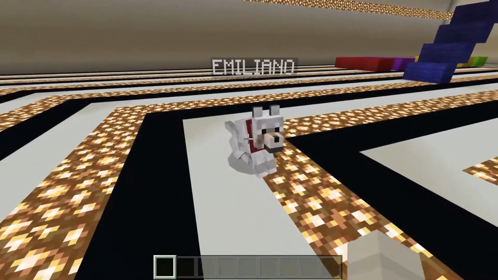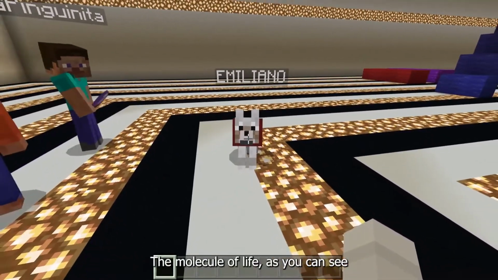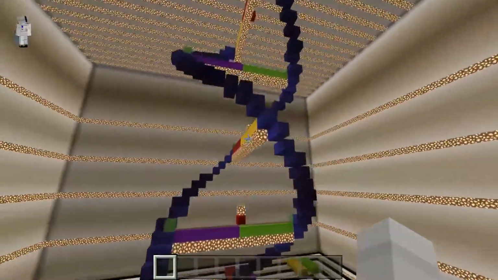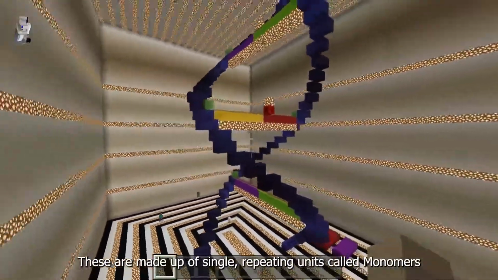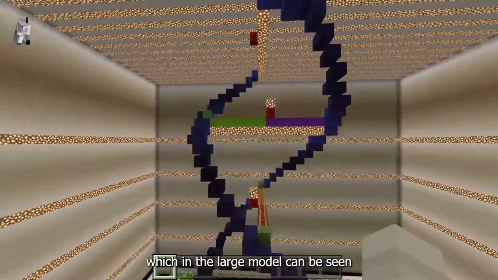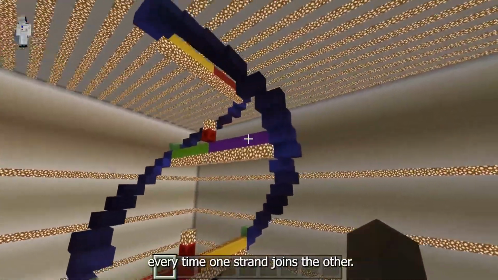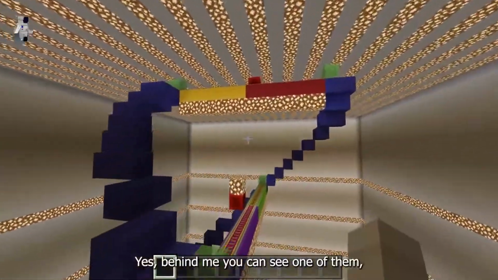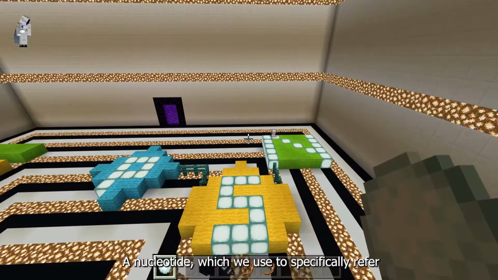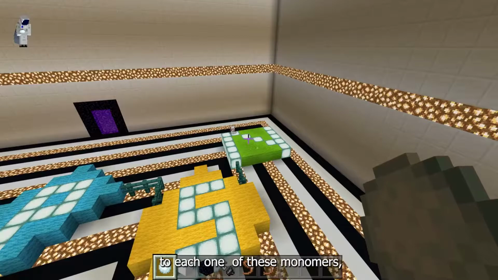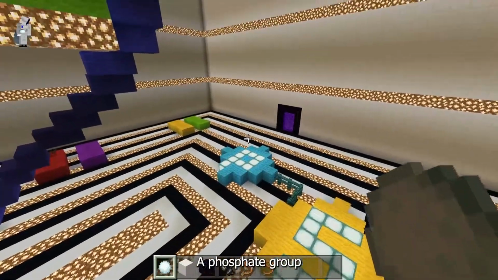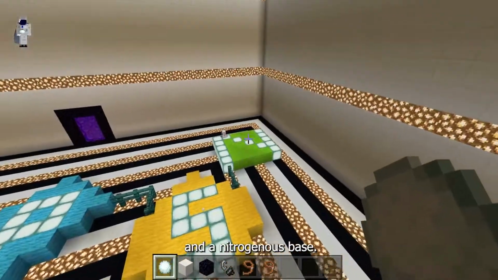Alright, thank you, Memo. The molecule of life, as you can see, is a double helix consisting of two identical strands called polymers. These are made up of single repeating units called monomers, which, in a large model, can be seen every time one strand joins the other. Yes, behind me you can see one of them, but let's take a closer look. A nucleotide, which we use to specifically refer to each one of these monomers, consists of three main parts: a phosphate group, a sugar, and a nitrogenous base.